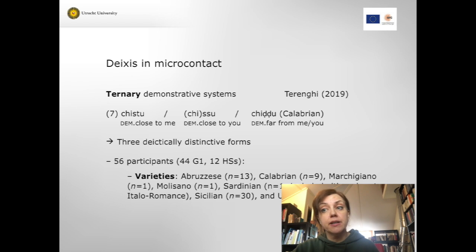We looked at ternary demonstrative systems, systems that have information for close to the speaker, close to the addressee, or far from both, like you see in Calabrian in 7. You have deictically distinctive forms. We looked at a lot of participants, 56 participants.